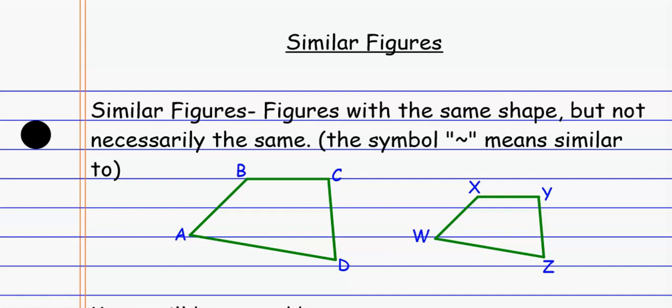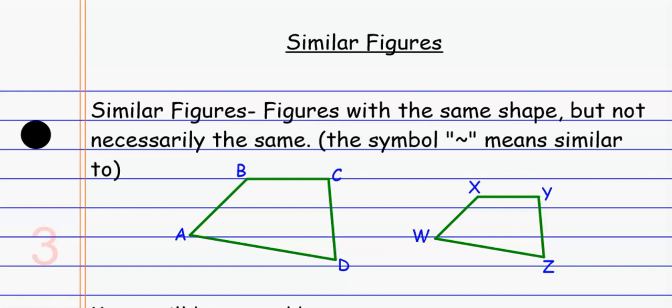my son has a toy tractor that he can ride around on. It's not the same size as a regular tractor, but it's meant to replicate the shape, and it has the same details and that kind of thing. So it's the same shape, but a different size. And we use this little tilde symbol to mean similar.